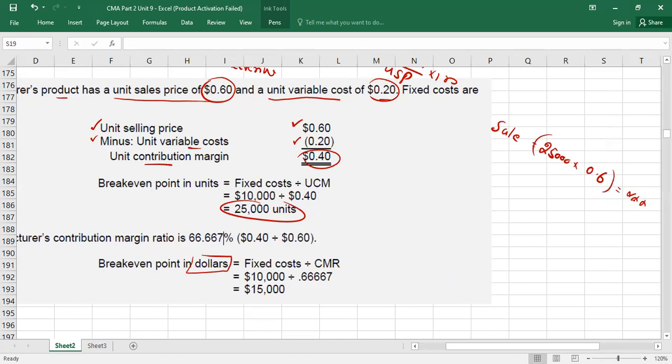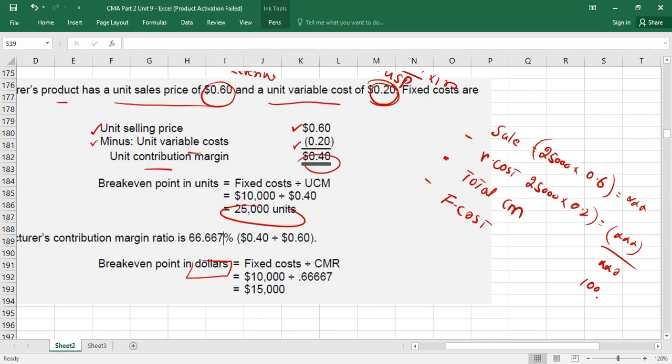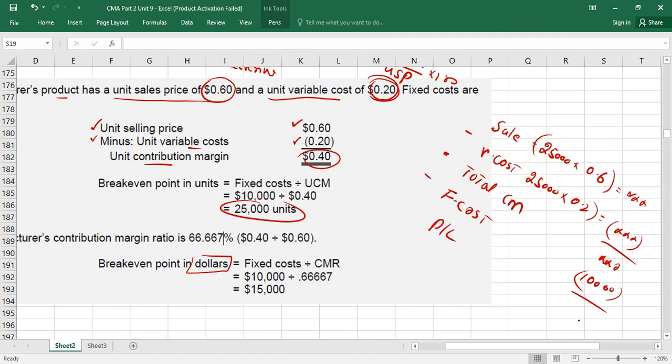I'm showing just the format. From there, you will deduct variable cost. Again, you take 25,000 units times the variable cost of 0.2. This gives you variable cost. If you deduct the variable cost from sales, this will give you total contribution margin. And from there, if you deduct fixed cost, which is given in the question as 10,000, exactly here you will get profit or loss of zero. You can just try these values on your calculator: 25,000 times 0.6, then 25,000 times 0.2, deduct from sales, you will get total contribution, and then deduct fixed cost.